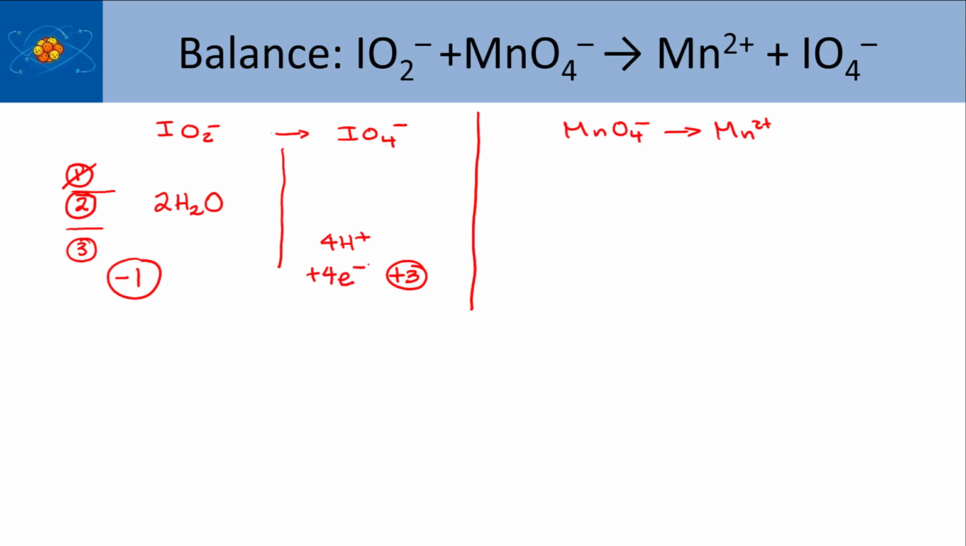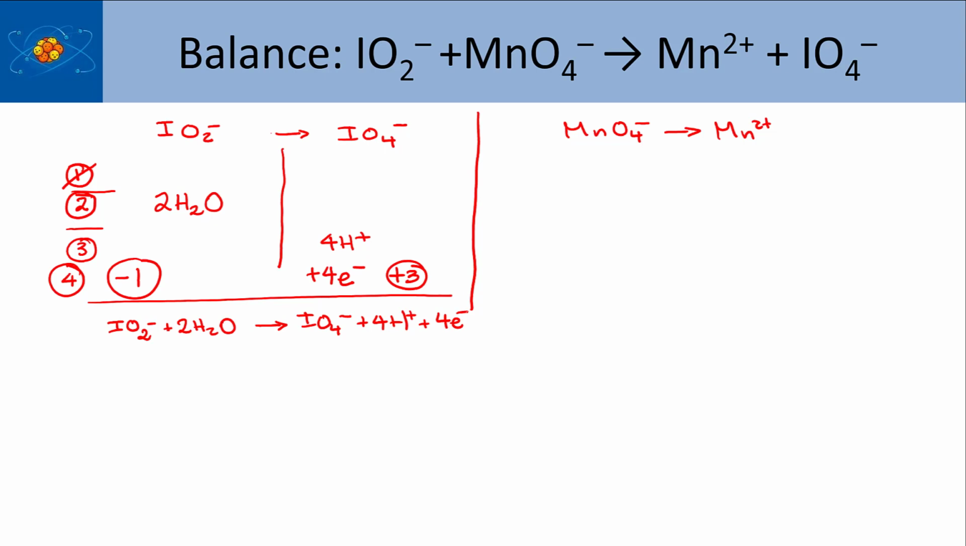Now I can write everything out. I'm just going to add it all up, and this is going to be my balanced half reaction. And remember, these circles are just to do the charge balancing. So now I have IO2 minus plus 2H2O makes IO4 minus plus 4H plus that goes on top, nice, plus 4 electrons like that. And that's the balanced half reaction.